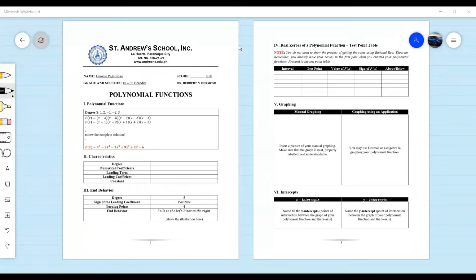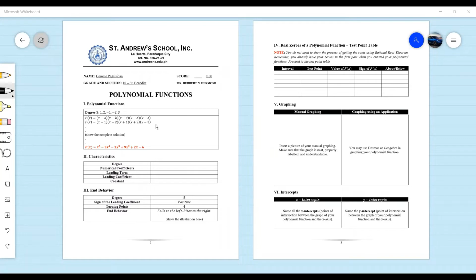Okay, good afternoon. Today I will be discussing the sample of our performance task so that you have a guide for you to be able to continue working on your performance task. So this is on polynomial functions. As promised, this will be your guide for you to be able to complete your performance task.